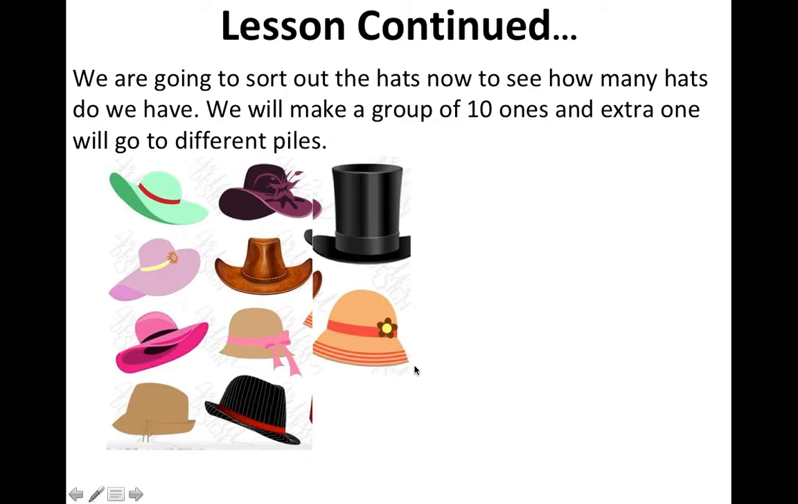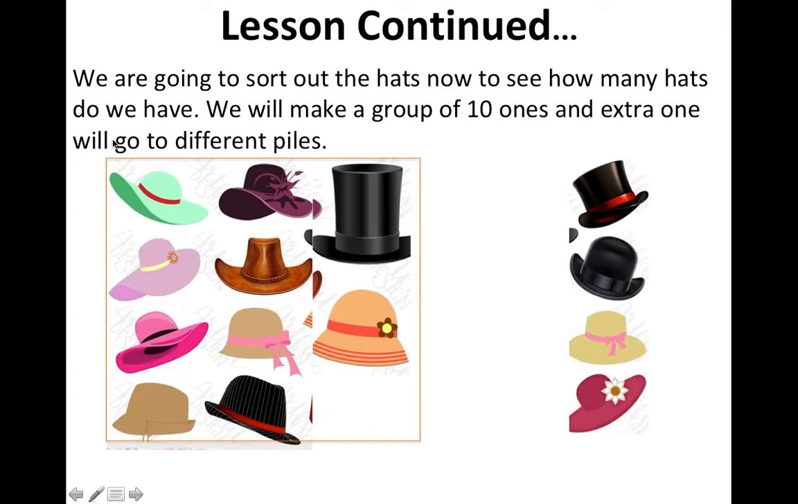I have a group of 10, and I put a box around it to show that is a set of 10, and then I have 4 extra. So I have 10 ones and 4 ones, which is the same as saying it's 14 hats altogether. Again, I have 10 individual hats in a pile. So I have one pile or one group of 10, and then I have 4 extra.